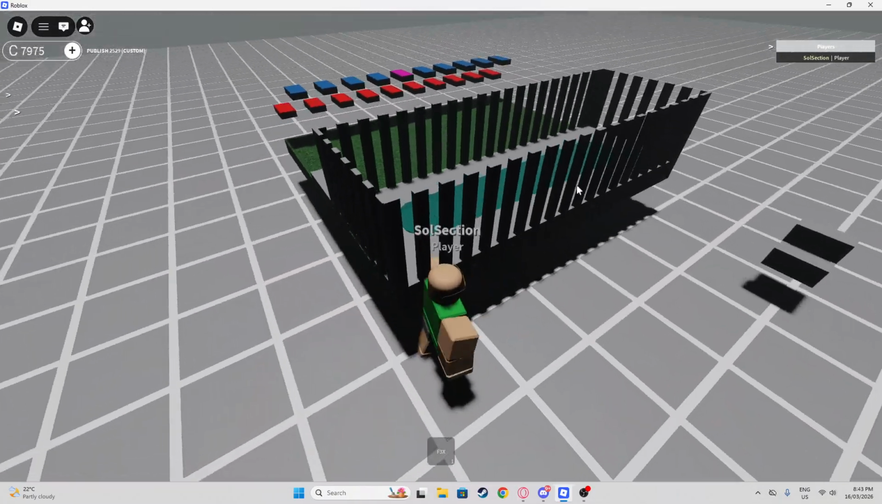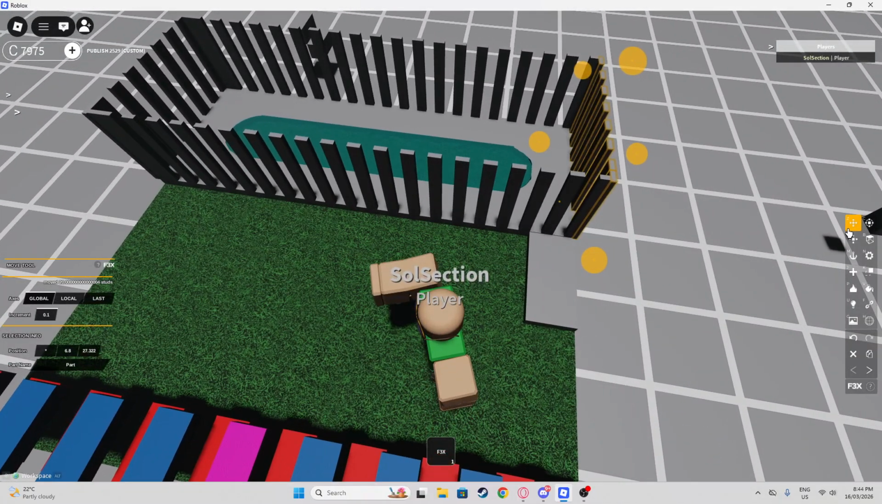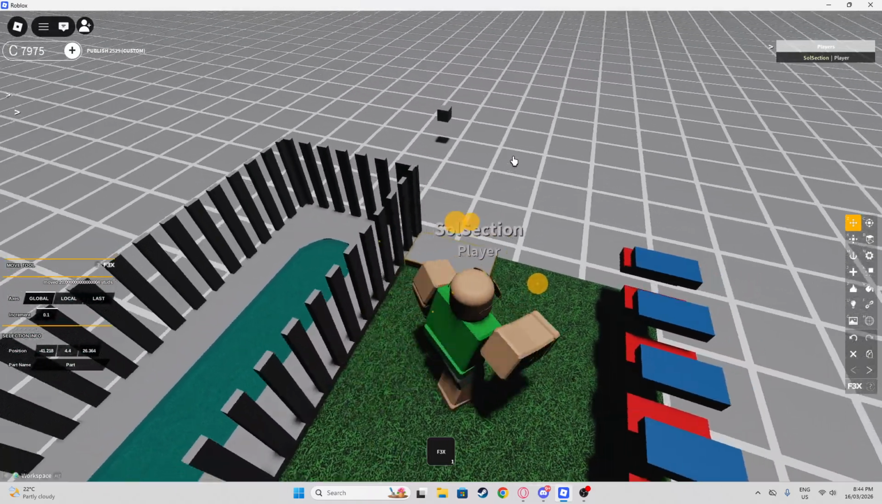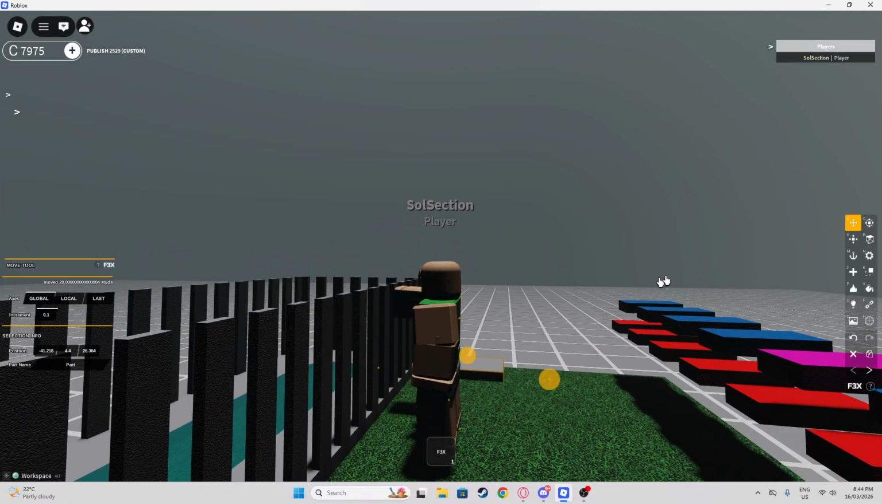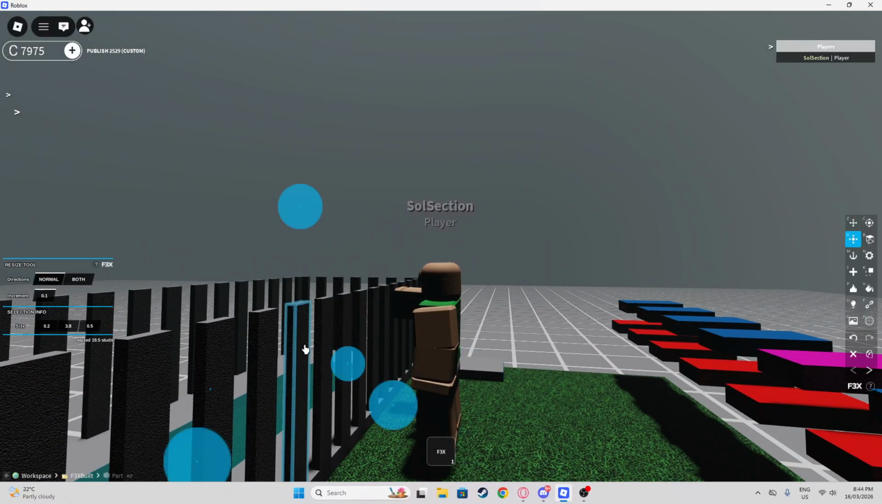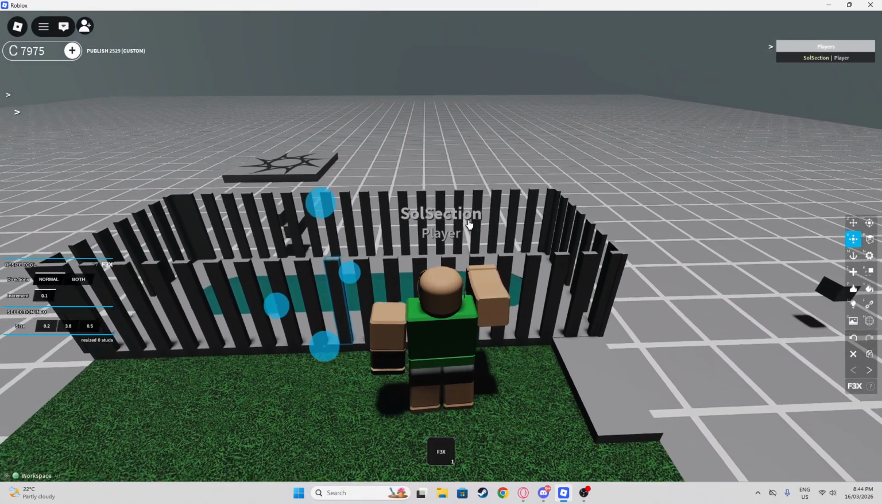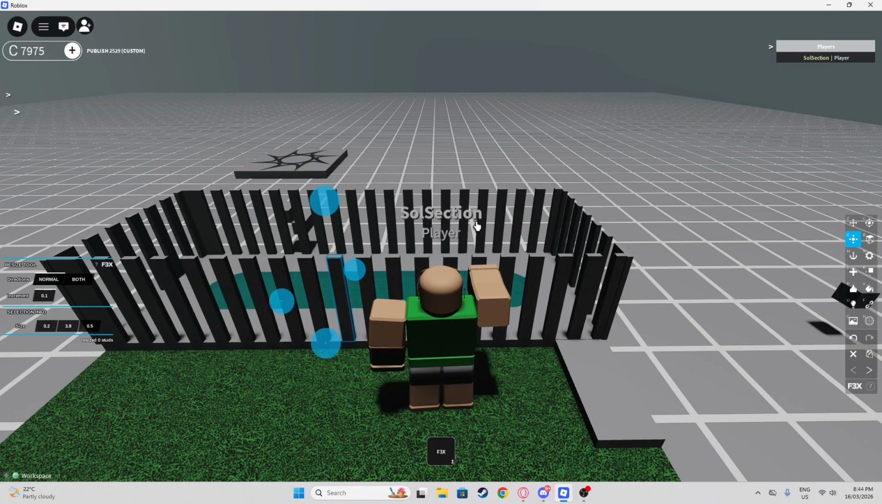That's my fencing done. That was a bit tedious, but you know, it is what it is. How tall is that? It's almost 3 meters tall. Jesus Christ. I'm gonna have to go around and fix all that.